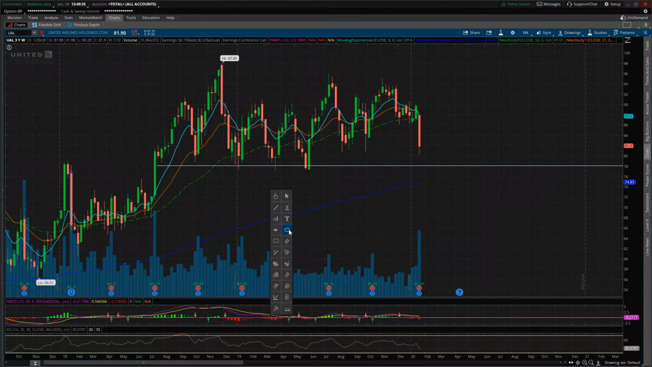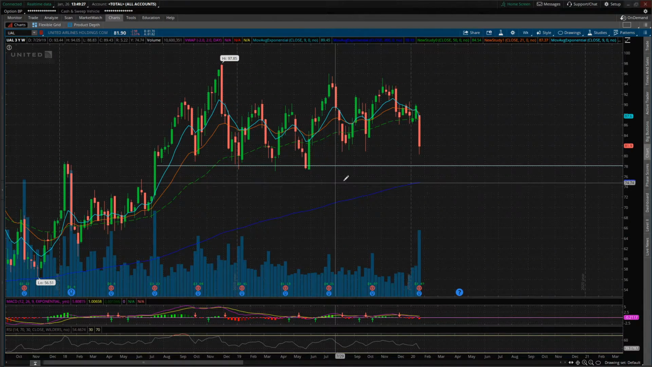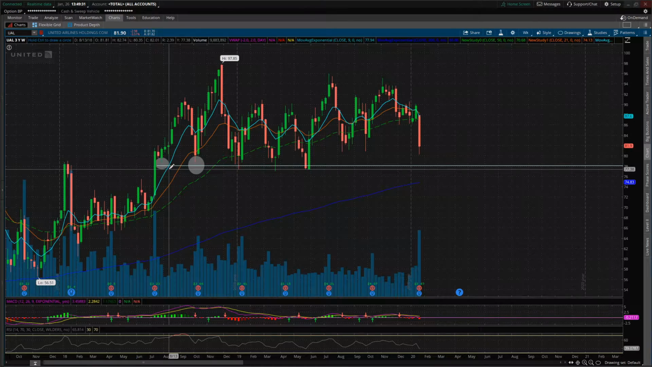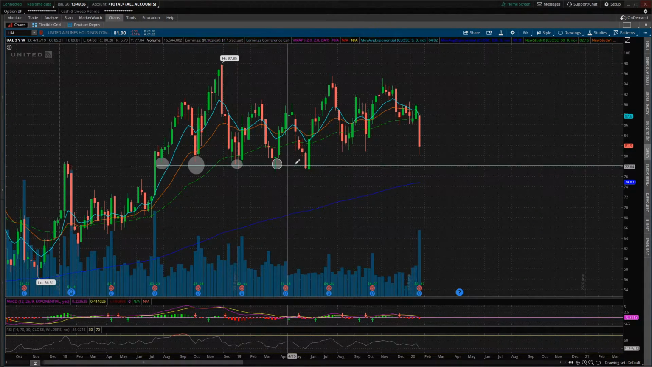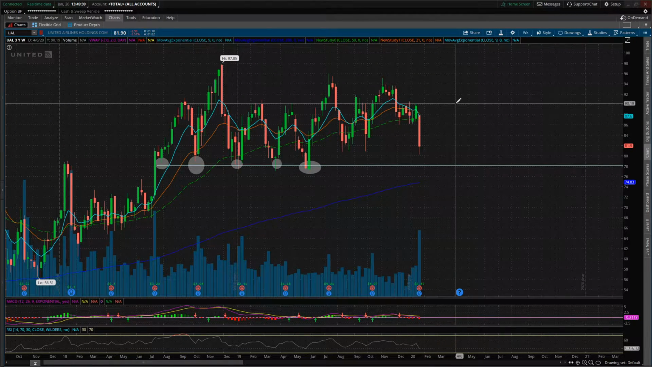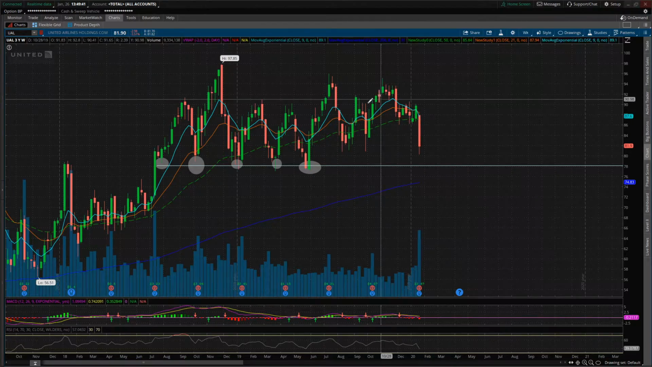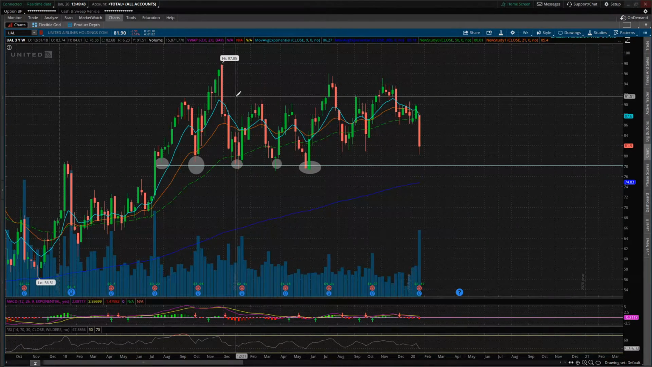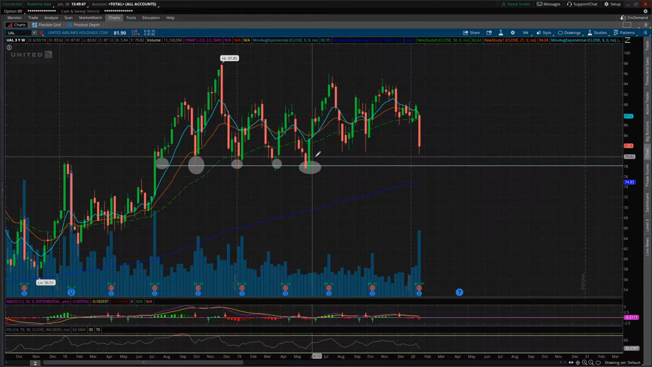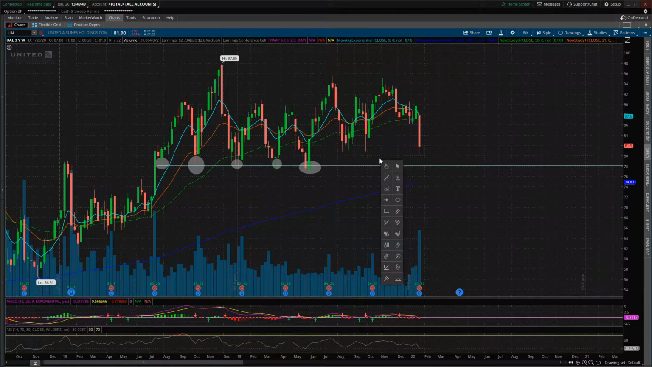It's how many times have we bounced off of an area, right? So one time, actually, if you want to go back here, 1, 2, 3, 4, 5 times we've bounced off of this area. Okay, in the past, what is this, about a year and a half or so? 5 times we've bounced off of that support. That is a fairly strong level of support.